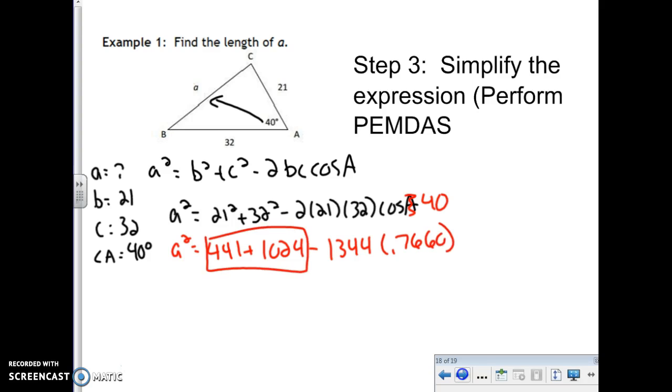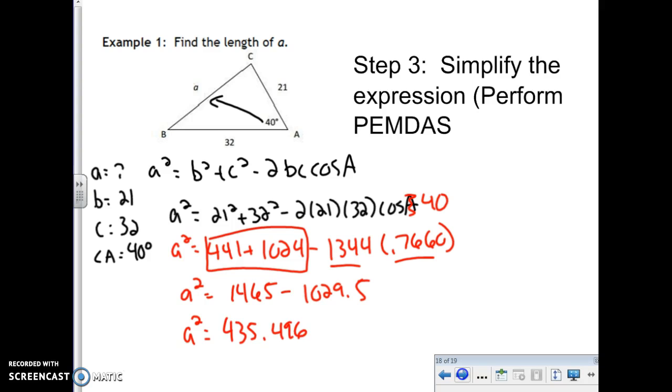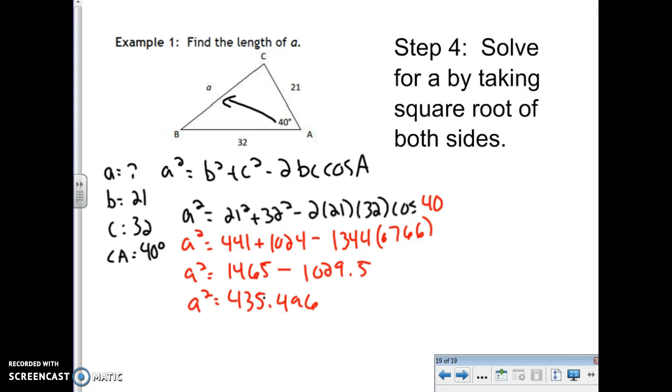So now I'm going to combine the terms that I can. I can combine those two terms. 441 plus 1,024 gets me 1,465. Then I'm going to take 1344 and multiply by 0.7660, and I get 1,029.504. So I know A squared equals 1465 minus 1,029.504, and I get 435.496. After I get to that point, the last step is I'm going to take the square root of both sides, and I get A to be 20.9. Okay, hopefully this helps, guys.